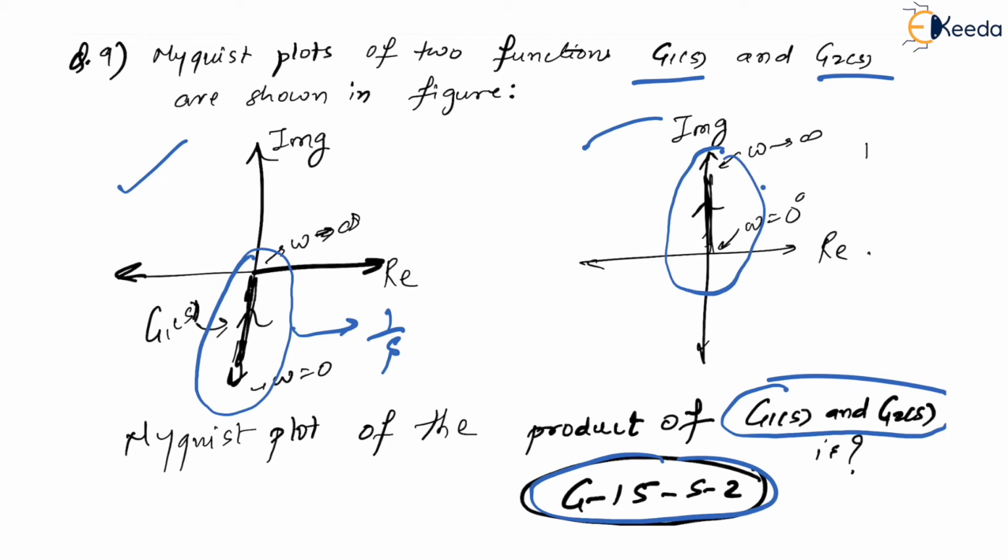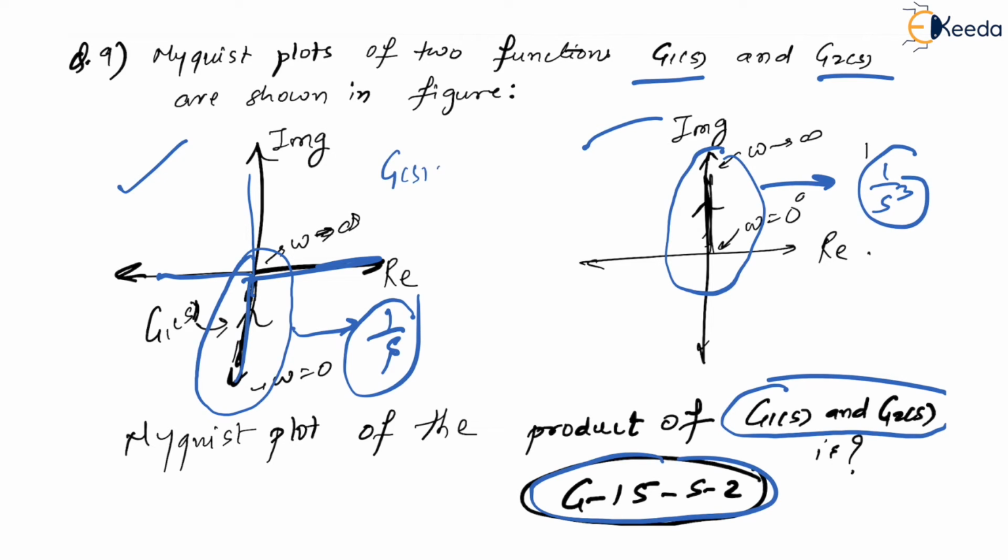Similarly, if you think of this one, this particular plot is of a transfer function called 1 by s cube, right? See, 1 comes here, 1 by s comes here, 1 by s squared comes here, 1 by s cube comes up, right? That's the way. So if you think this is 1 by s and this is 1 by s cube, what happens now if you think of g of s is equal to g1 of s into g2 of s, right? That is what they are saying, product. So what is the product?